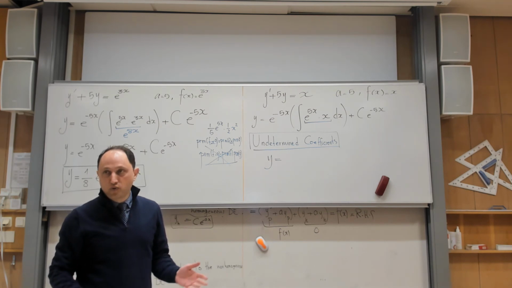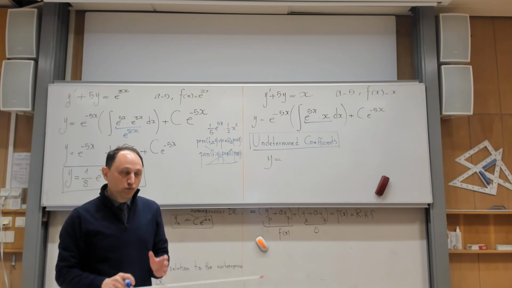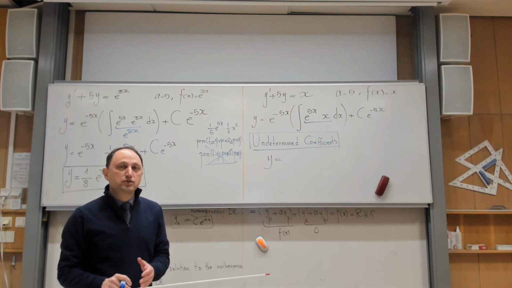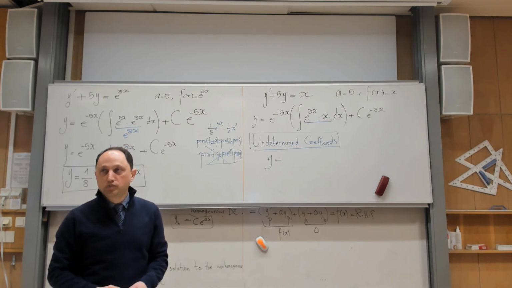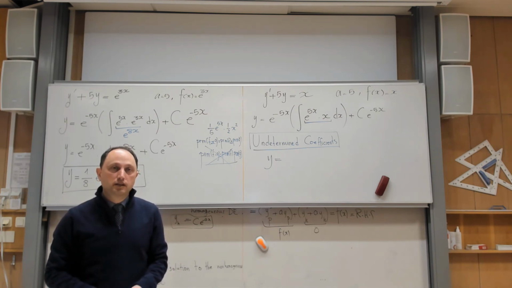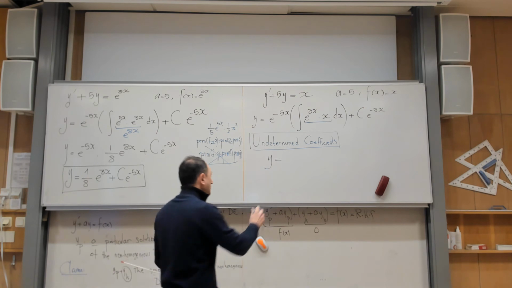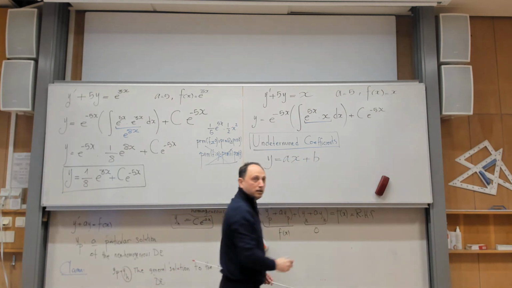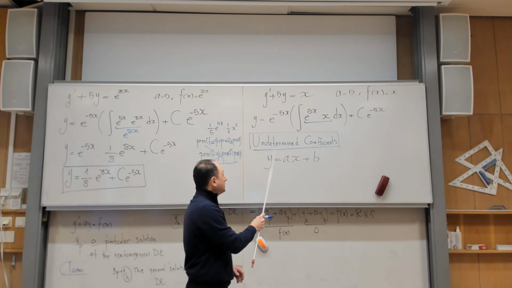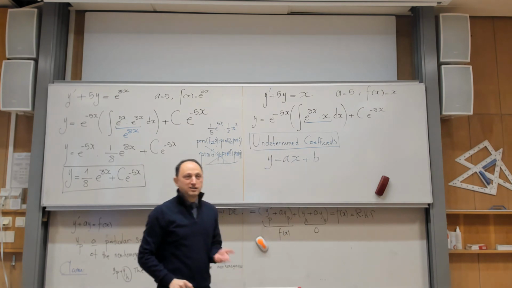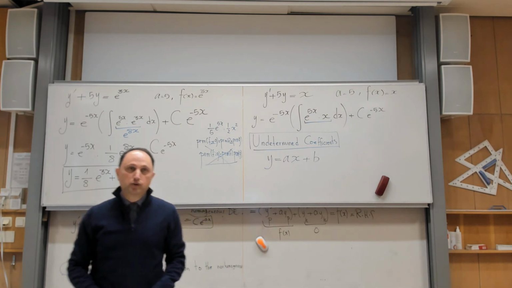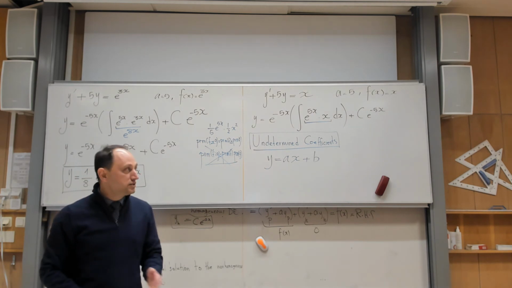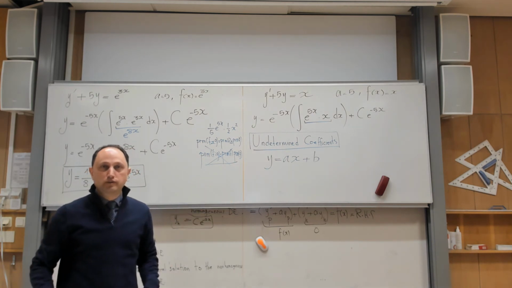No, x is not the most general one. It's one of them. If you want to write a formula that contains all possible first degree polynomials, what do you write? Yes? Ax plus b, yes. And if I ask you, what are a and b? You call them undetermined coefficients. So that is why we call it undetermined coefficients. And my duty is now to determine the undetermined coefficients.